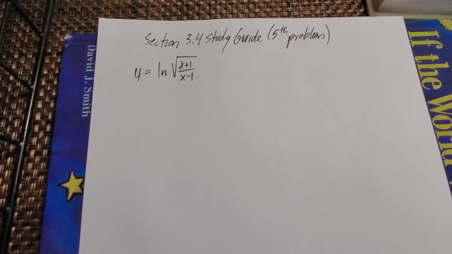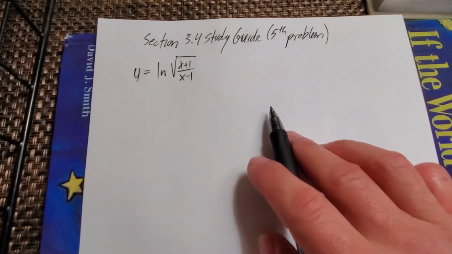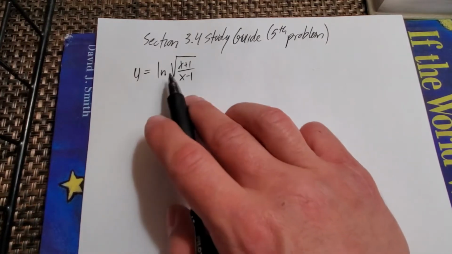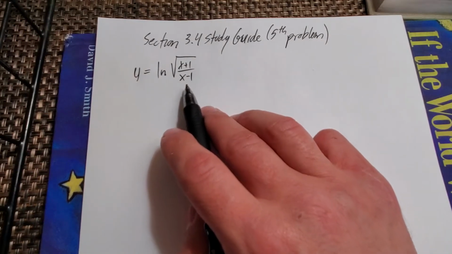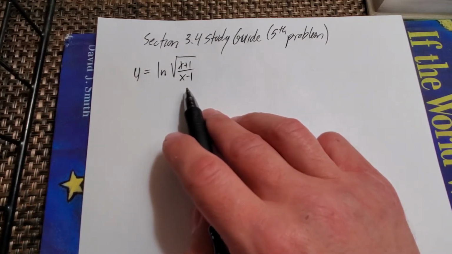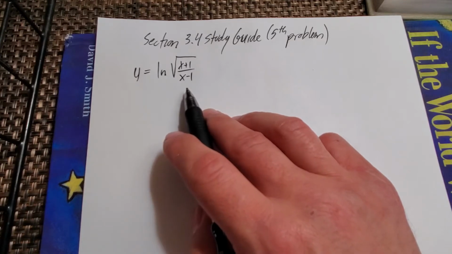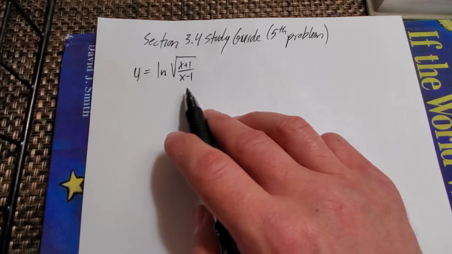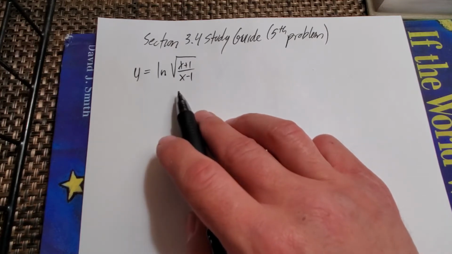Section 3.4, study guide, fifth and final problem. So here we have log of square root of x plus 1 over x minus 1, which looks and is a very complex function to differentiate. In fact, it would require many steps and many different methods to differentiate this function in its proper form.